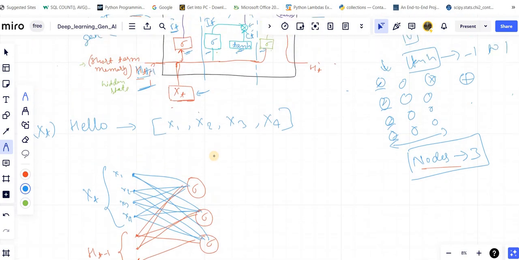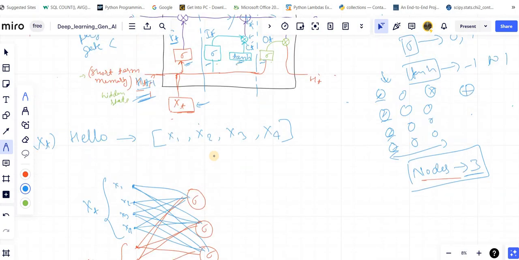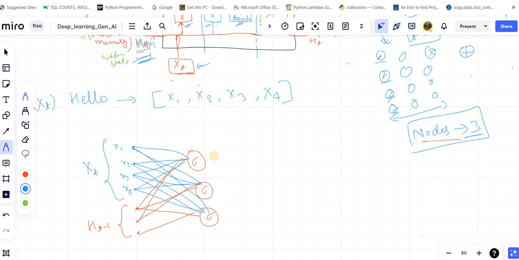I said, suppose you selected nodes as 3, then the dimension of ht minus 1 will be 3, the dimension of ct minus 1 will be 3, and the number of neurons in this network will be 3. Yes, that's the number of neurons. You can see here 3. In this neural network, the number of neurons will be 3, and the ht minus 1 dimension is 3.